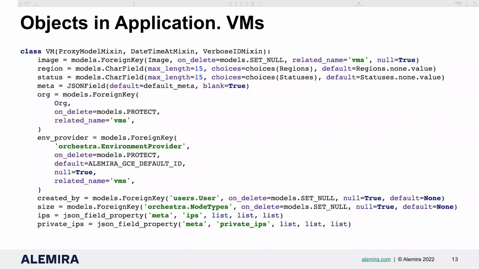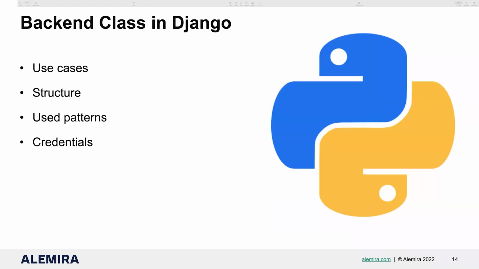And after that, just customize it for different platforms. And there are questions that you face when you are creating a backend class in Django. It's, of course, use cases. So why did you decide to create a new backend class? For Google, for cloud resources, it's working with images, working with virtual machines.